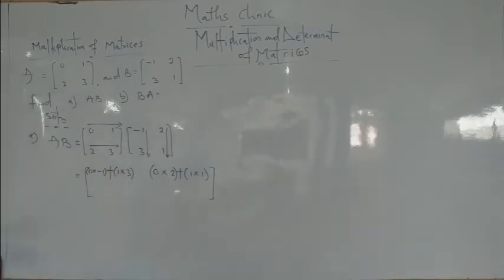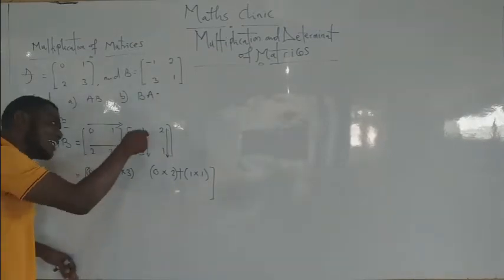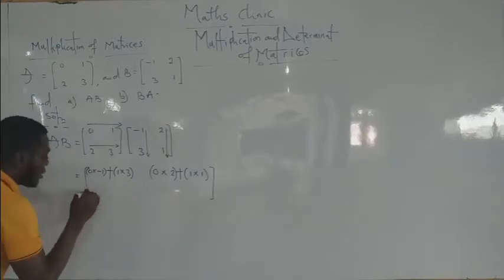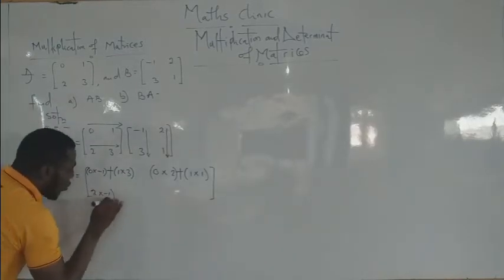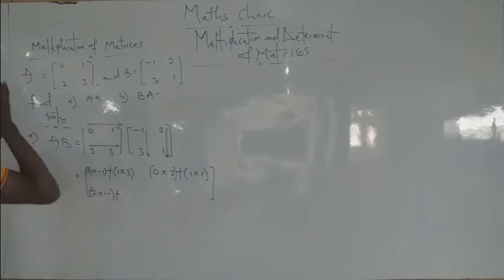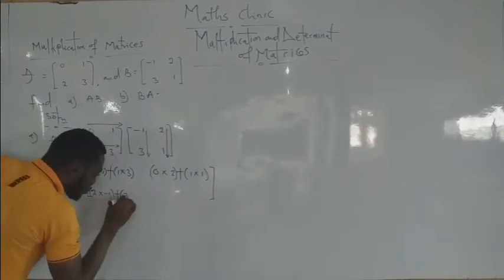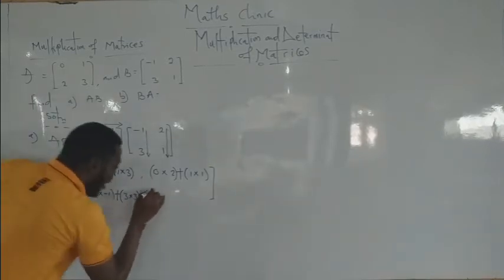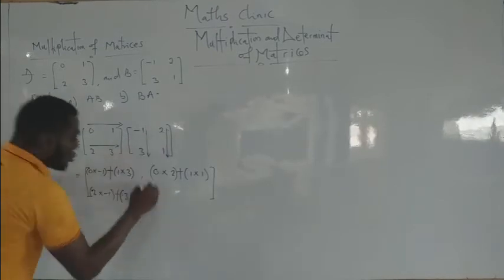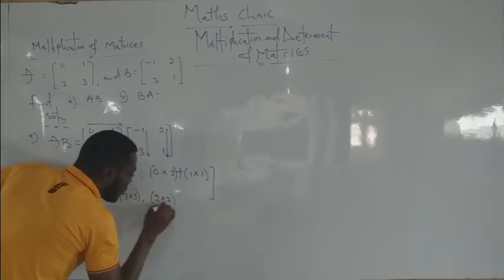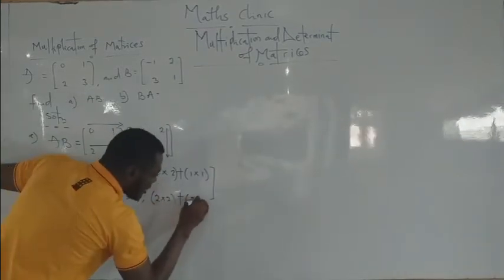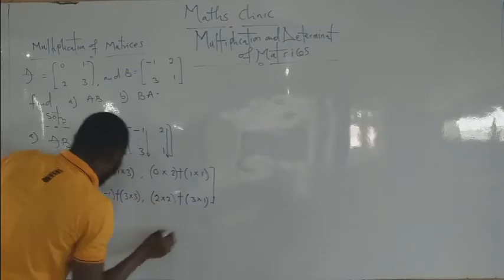So let's move to the second row now. We use the second row to multiply the first column and the second column. And that goes as 2 times minus 1 in brackets plus 3 times 3, comma. Another bracket: 2 times 2 plus 3 times 1.